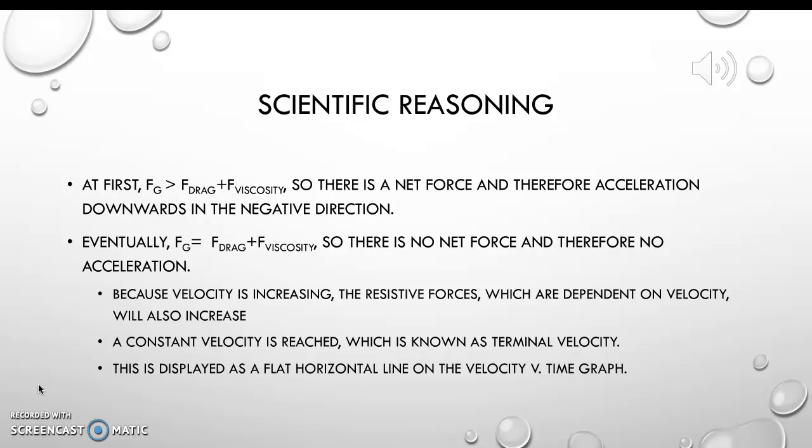Initially, a negative acceleration is observed because the gravitational force exceeds the sum of the drag force and the viscous force. Eventually, the drag force and viscous force grow so that they equal the gravitational force, so that there is no acceleration, and therefore velocity is constant. This is because as velocity increases, the resistive forces, which are dependent on velocity, will also increase. And this is displayed as a flat horizontal line on the velocity versus time graph.